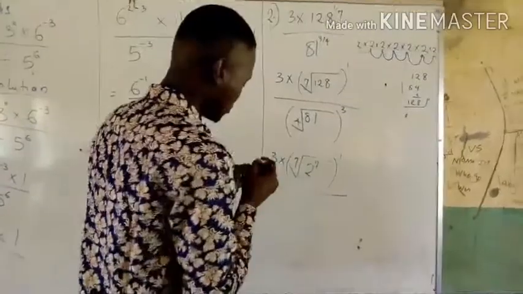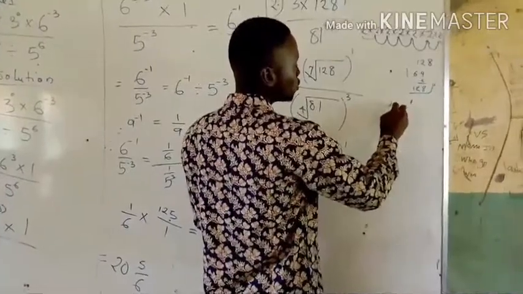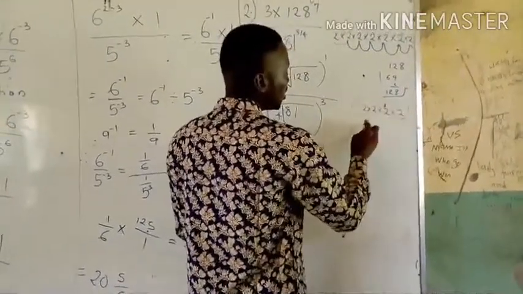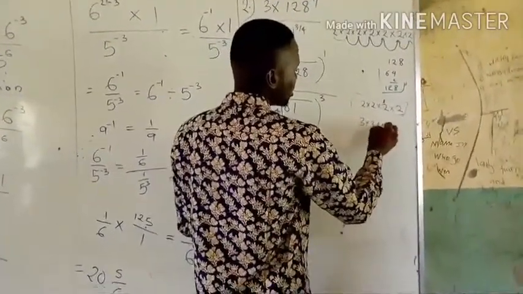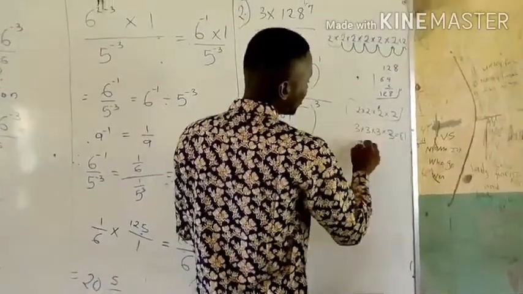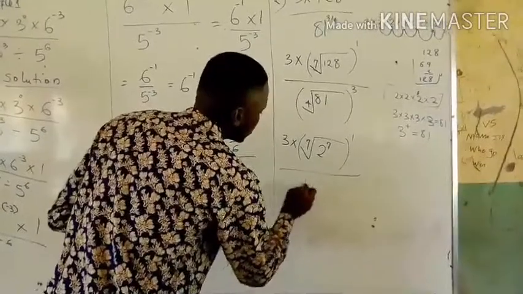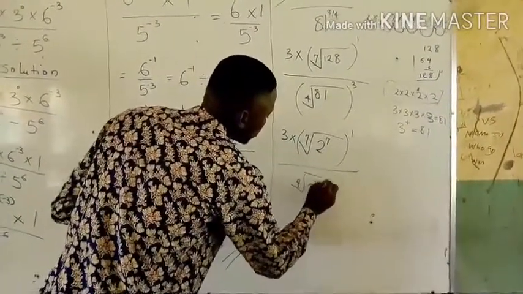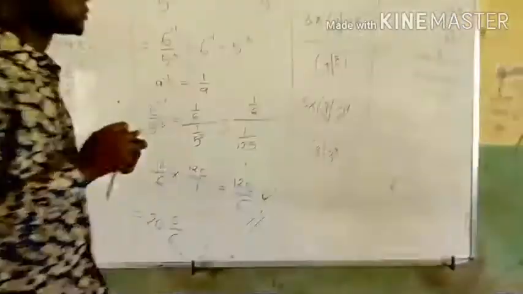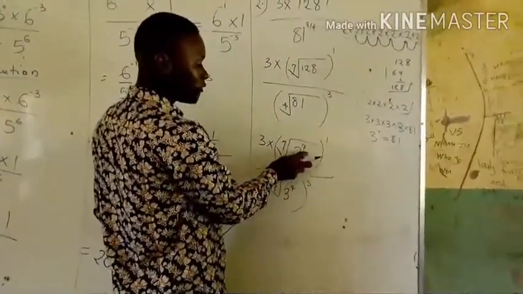Then for this one, the fourth root of 81 definitely can't be 2, because 2 times 2 is 4, 4 times 2 is 8, 8 times 2 is 16. 2 cannot give us 81. Then let's try 3. 3 times 3 is 9. 9 times 3 is 27. 27 times 3 is 81. So definitely 3 raised to the power 4 is equals to what? 81. So definitely we have the fourth root of 3 raised to the power 4, all over what? 3.